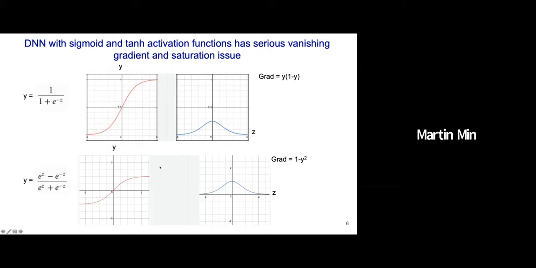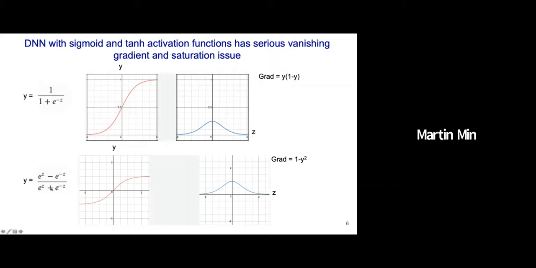It takes this form. And then the gradient of this sigmoid unit, that's the partial derivative of dy with respect to dz, will have this form. And for the tanh function, it will have this form. You can see that if we write the gradient dy with respect to dz in terms of y, it will be y times 1 minus y.